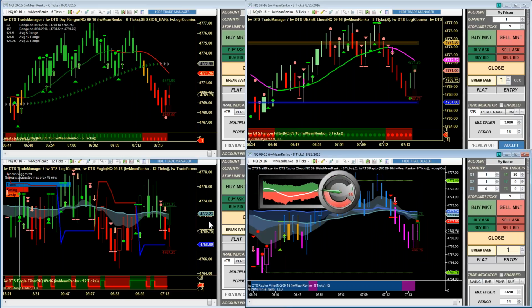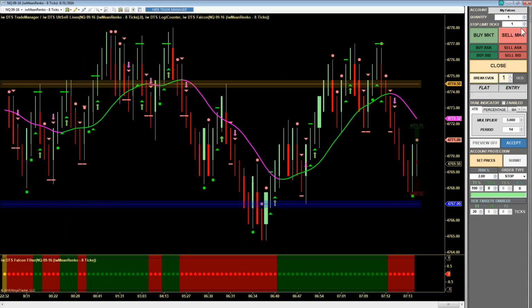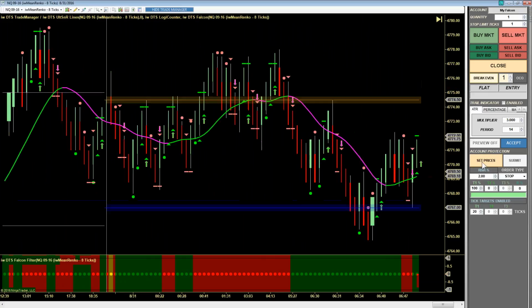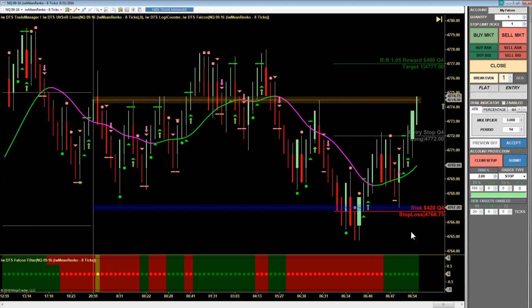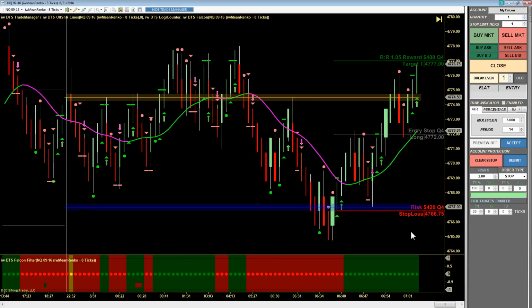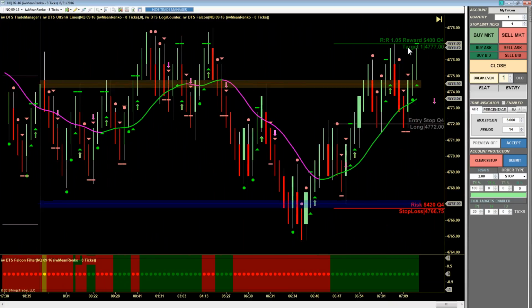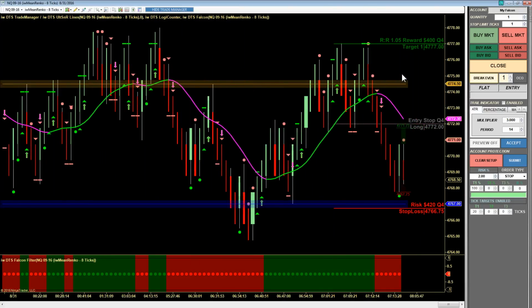A lot of times the markets will react after hitting their high probability targets as well. So here on the Falcon, we have the buy signal. The market goes up, tags the high probability target, and then starts to reverse. So that's not unusual.